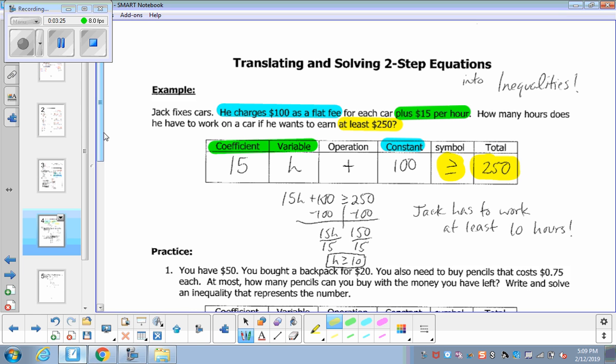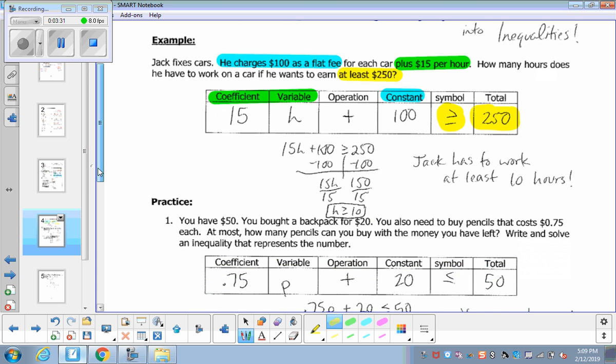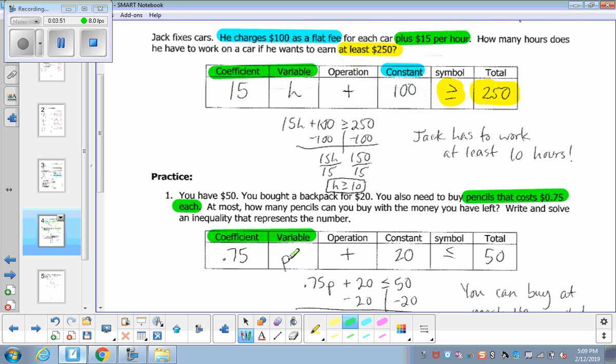Now this one's going to be a little bit tricky because you might be thinking instantly to go ahead and minus $20. But let's take a look at the chart. In all of these words here, the coefficient, the variable, the operation, the constant, the symbol, and the total, let's take a look at the coefficient with our variable. I don't think anybody's going to fight me on the fact that if the pencils cost 75 cents each, that's going to be over here, my 75 cents per pencil.